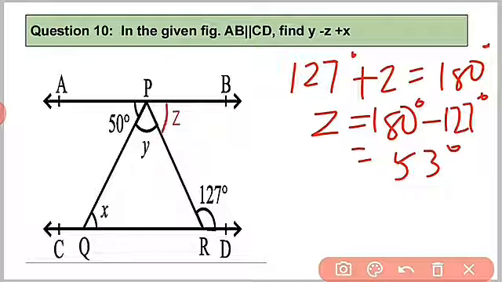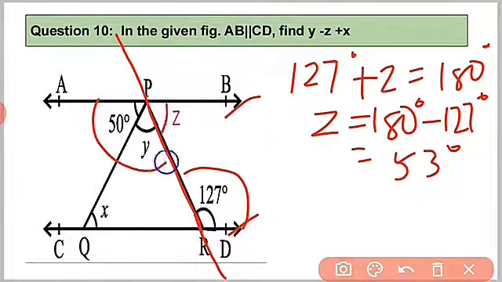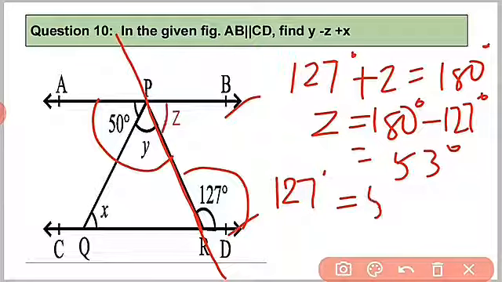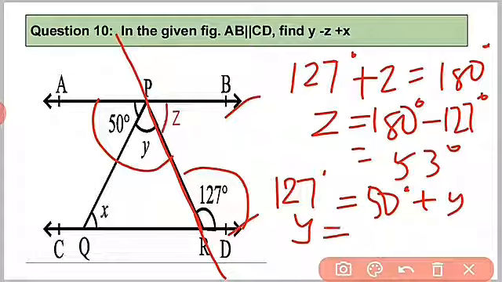Now next, we see that AB is parallel to CD and PR is a transversal. Then 127 degrees and 50 degrees plus Y are alternate interior angles. Therefore, they are equal. So 127 degrees will be equal to 50 degrees plus Y. So what will be the value of Y? Y will be equal to 127 degrees minus 50, that is equal to 77 degrees.